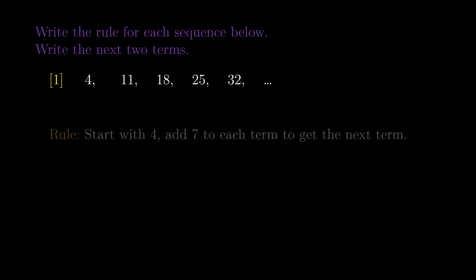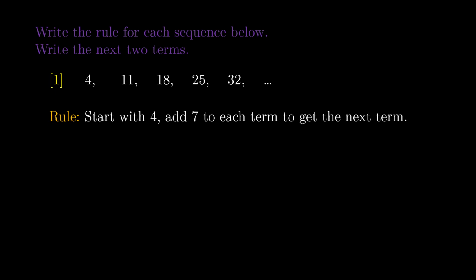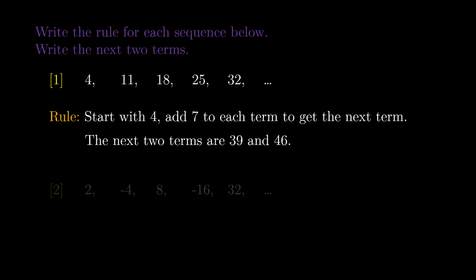For example, we have to write the rule for each sequence, and we have to write the next two terms after we find out that rule for that sequence. For number 1, we have 4, 11, 18, 25, 32. So as we can see, we just simply add 7 to each term. So that is our rule. Start with 4, add 7 to each term to get the next term. Then we add 7 to 32, that's 39. And we add 7 to 39, that is 46. Our next two terms are 39 and 46.